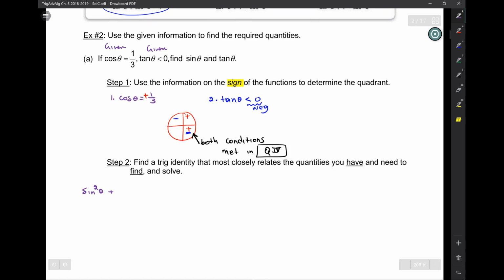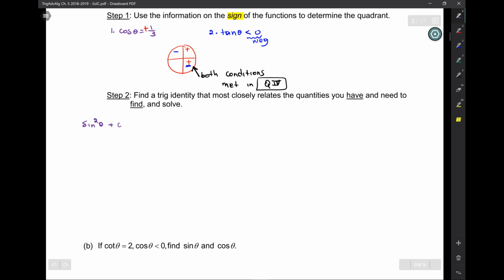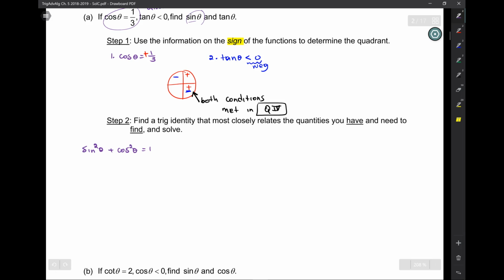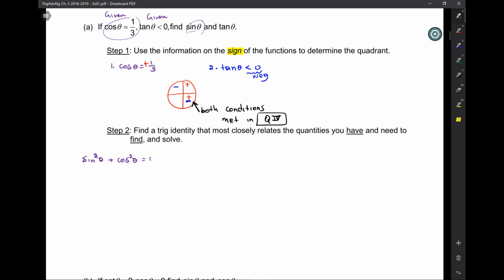Well, I need to find two things: sine and tangent. So I'm going to relate cosine to sine first, find sine, then find tangent. Sine squared theta plus cosine squared theta is equal to 1. Now, what do I have here? I have cosine theta. So sine squared theta plus cosine squared theta. What's cosine of theta in this problem? A third, 1 over 3, but this is cosine squared, squared equals 1.